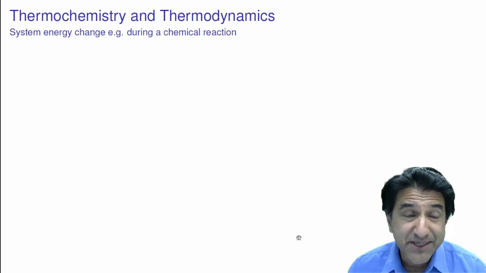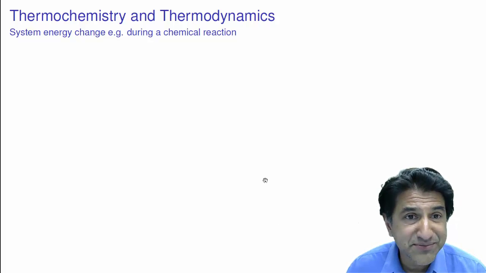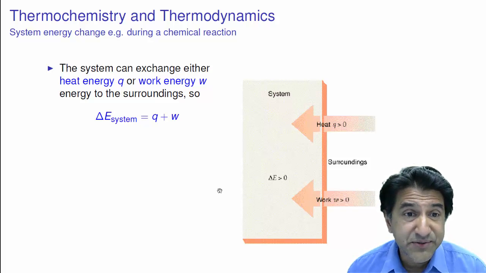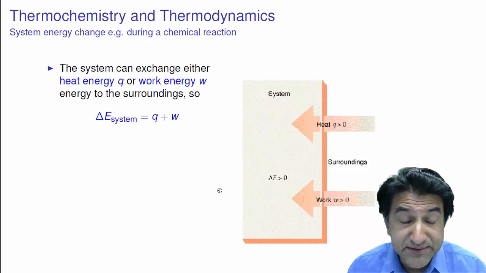We're going to talk now about energy changes for chemical reactions, getting down to the nuts and bolts here. Here's another equation which is very, very useful. We can break up the energy change in the system into two parts.